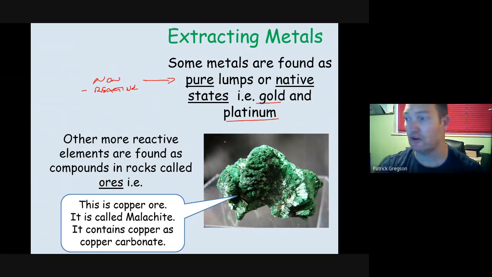If you dig gold out of the ground, it comes out of the ground as gold. It might need cleaning up, but it won't be chemically bonded to anything else. All our other more reactive metals are things like sodium and potassium. They're so reactive you would never find them in the environment on their own. And a good example of that is obviously copper. It will react.